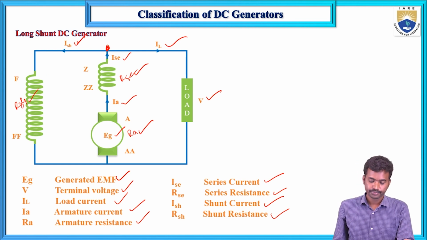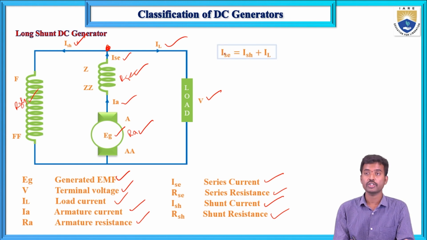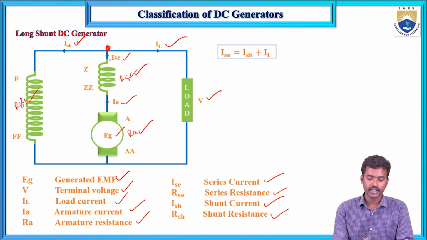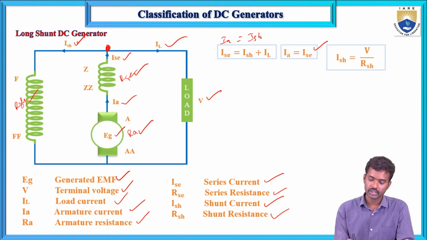If you apply KCL at this node, the sum of entering currents equals the sum of leaving currents at that node. The entering current is I series and the leaving currents are IL and ISH. So ISH plus IL equals I series according to KCL. According to the first property of series connection, the same current flows through each element, so IA equals I series. Therefore, in place of I series, we can write IA equals ISH plus IL.